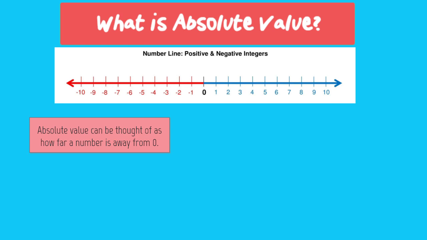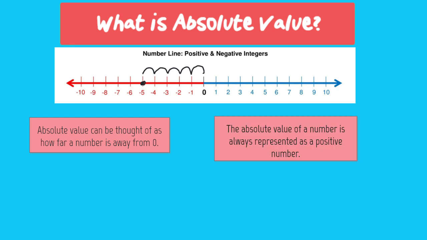Now, if I go in the opposite direction and I want to look at the absolute value of -5. Again, I want to see how many spaces away this is from 0. So I start at 0, 1, 2, 3, 4, 5. And so the absolute value of -5 is also 5 because we do not take which direction we're going in into account. It doesn't matter if the number is positive or negative. It just matters how far it is away from 0. And so because of that fact, the absolute value of a number is always represented by a positive number.